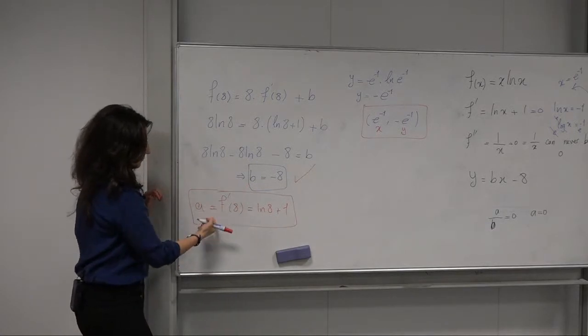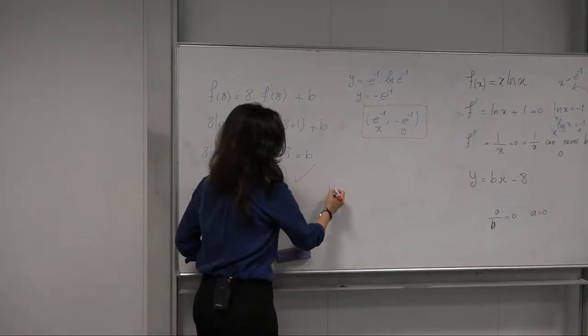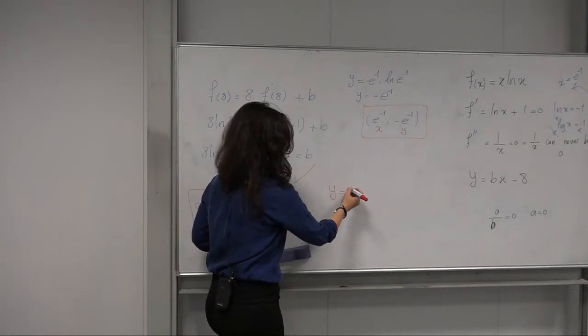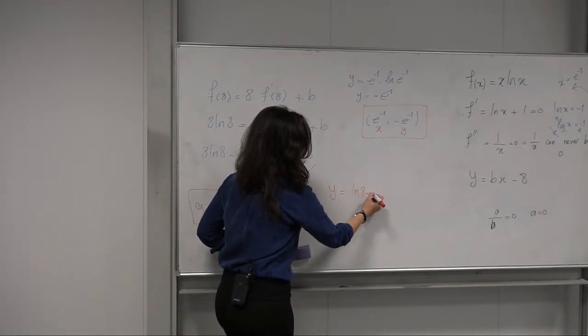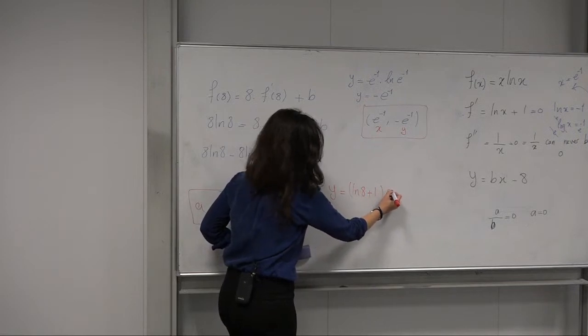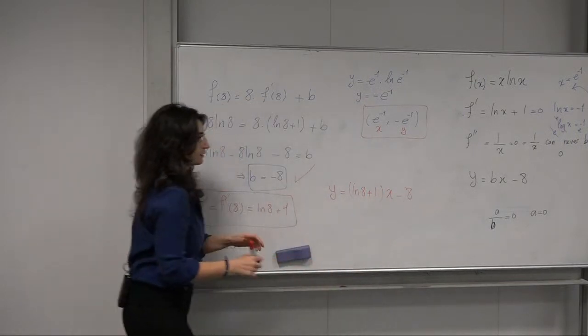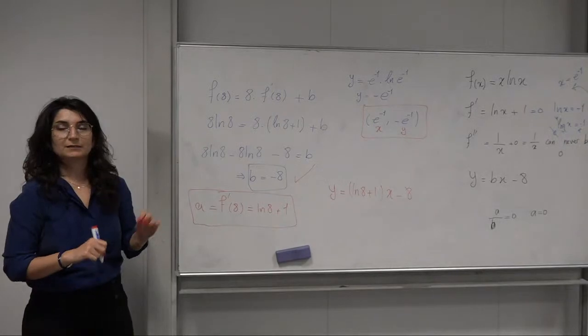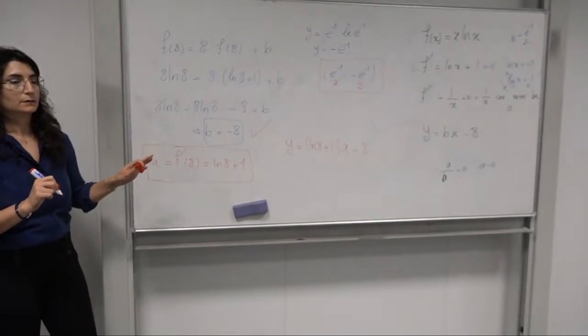So we have a and b, and then it should be y is equal to ln 8 plus 1 times x minus 8. It should be the tangent line. Simply, like this.